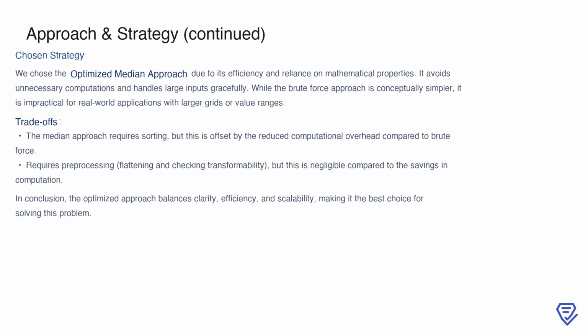While the brute force approach is easier to conceptualize, its inefficiencies make it unsuitable for real-world applications with larger grids or value ranges. The primary trade-off of the median approach is the sorting step, but this is greatly outweighed by the reduced computational overhead. Additionally, pre-processing steps like flattening and transformability checks are minimal in comparison. Overall, this strategy offers clarity, speed, and practicality, making it the best choice for solving this problem efficiently.